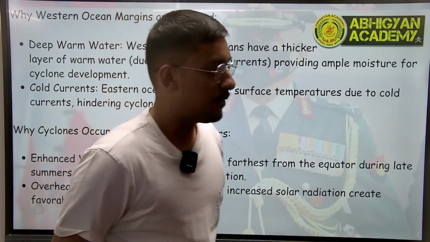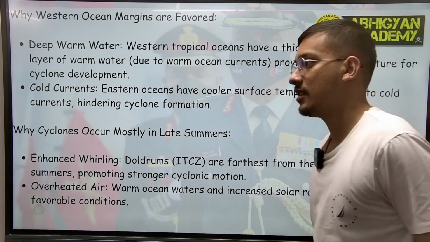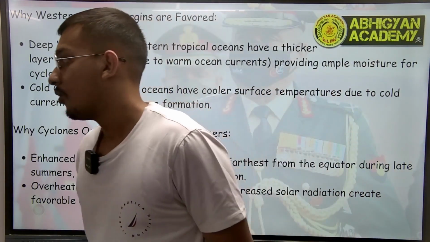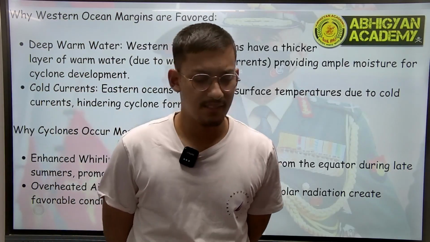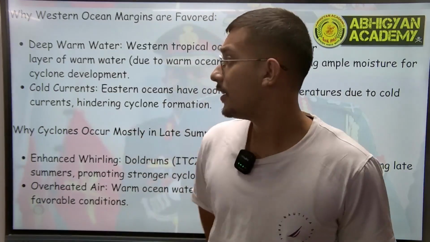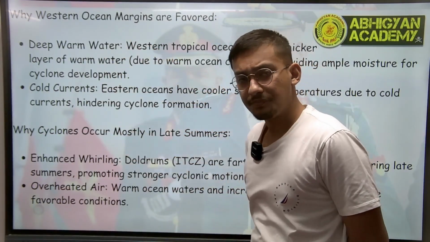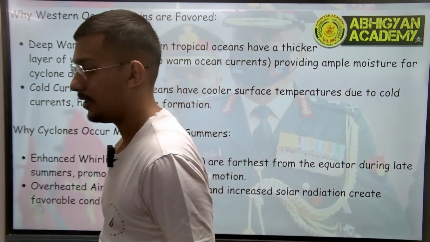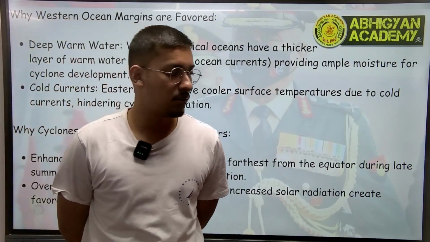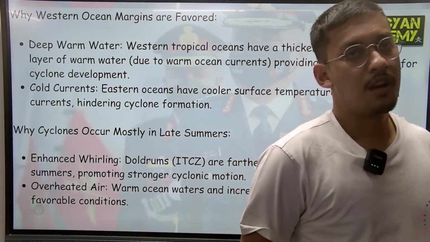Another question which gets asked in CDS and NDA, and it's a very repeated question, is something along the lines of, where are cyclones mostly seen? Is it on the western side of oceans or on the eastern side of oceans? We also call them western ocean margins or eastern ocean margins. It's a very easy question, a very logical question actually. And the answer is that cyclones are mostly found in the western margins of the ocean.